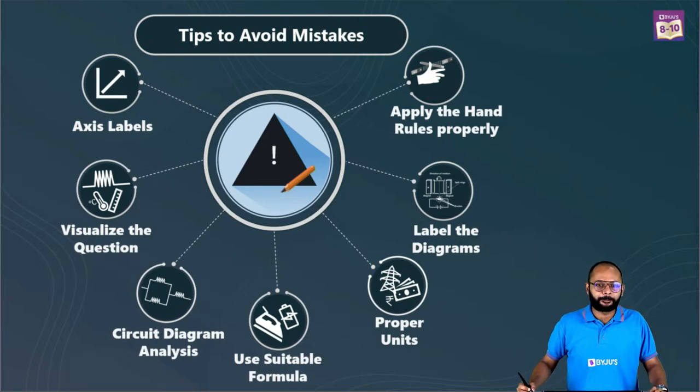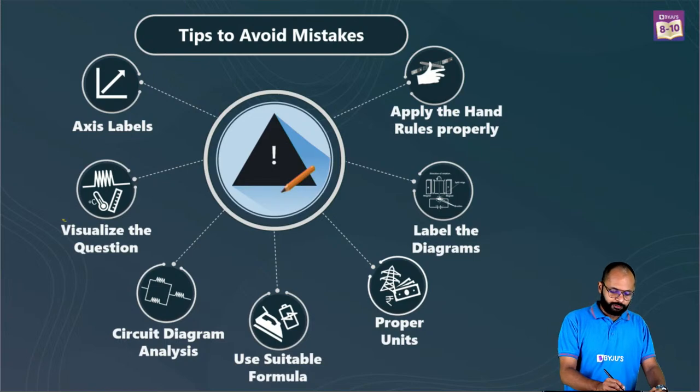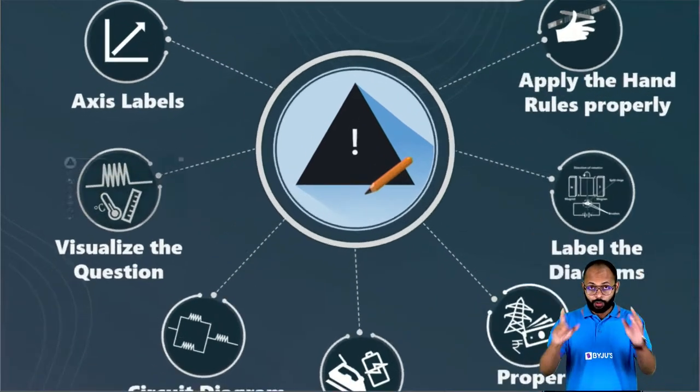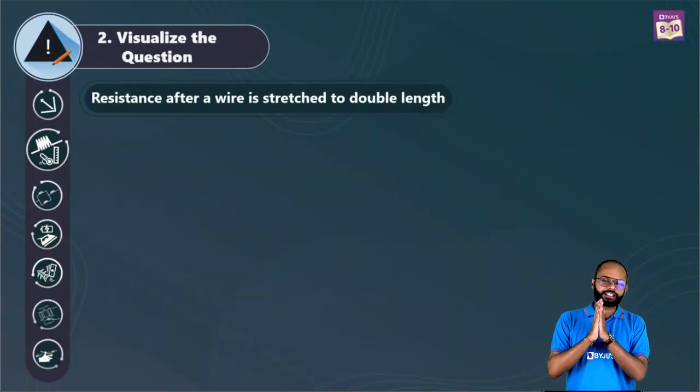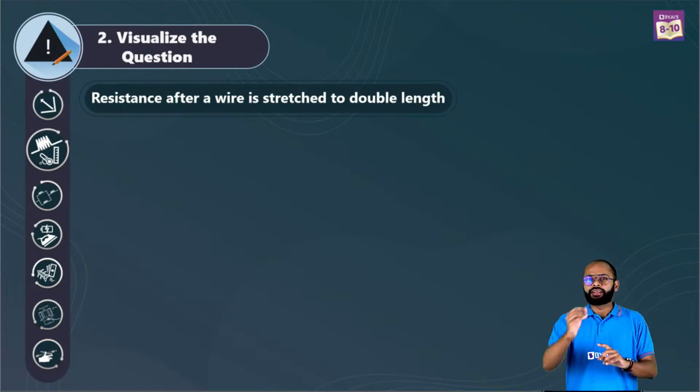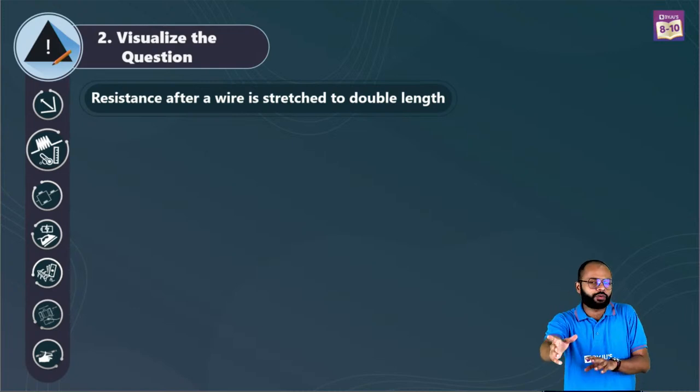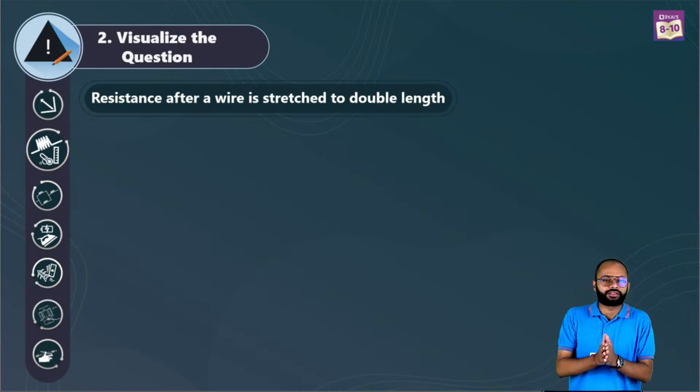Yes, come on. Next kind of mistake is visualize the question. And you know what, this is very important. I'll tell you why. Because whatever things I'm doing today, it's on the sessions we have taken together. I have observed you, the mistakes you are doing, and that's why this session came into place, all right?